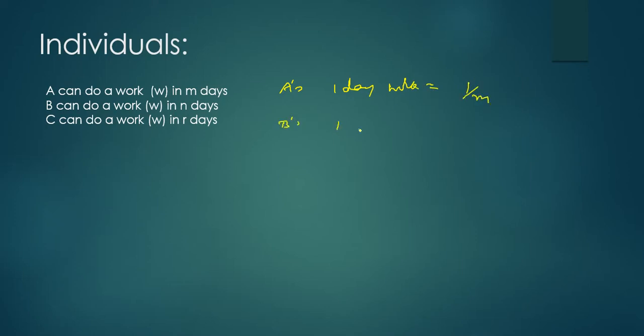B's 1 day work. B is taking how many days to complete the work? N days. So B's 1 day work will be 1 by N. Similarly, C's 1 day work equals 1 by R.